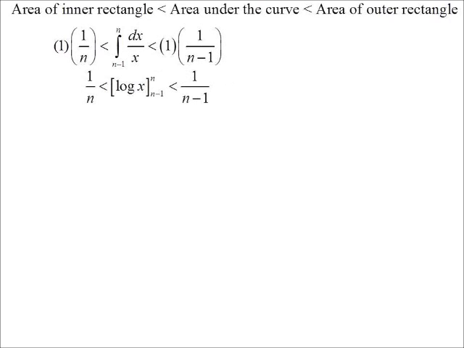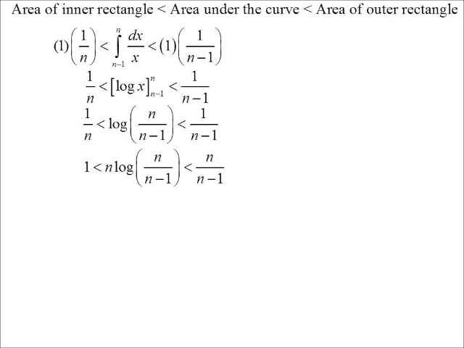So integrate that one, we get log. So we now have 1 on n is less than the log of n on n minus 1, less than 1 on n minus 1. We were playing with exponentials. So what I'm going to do first of all is multiply everything by n. Then here we go, I've brought the power in, so it became log of n on n minus 1 to the power of n.